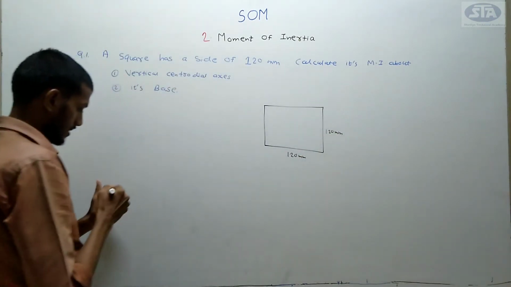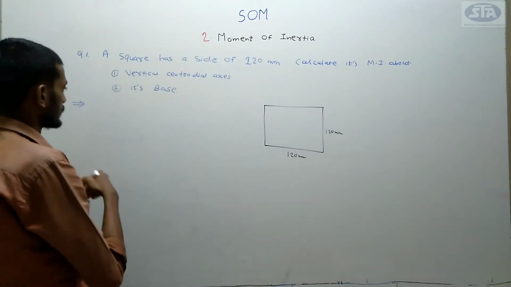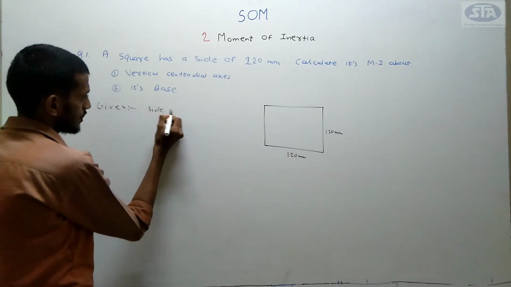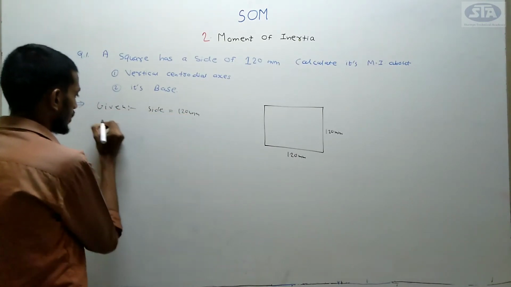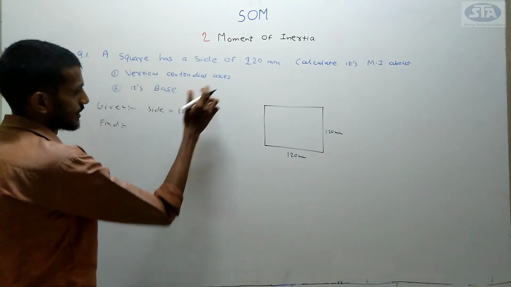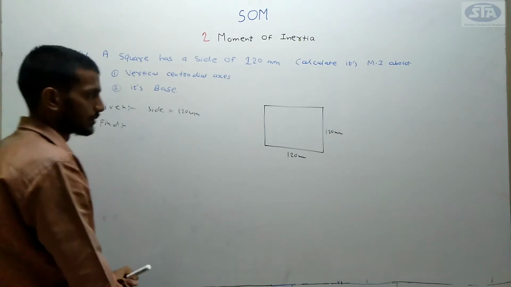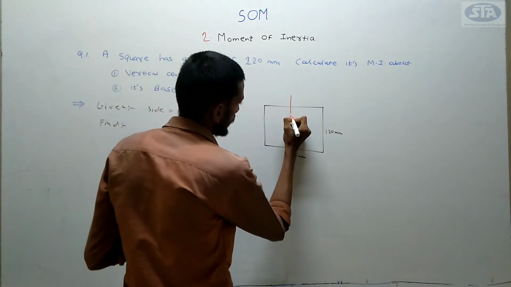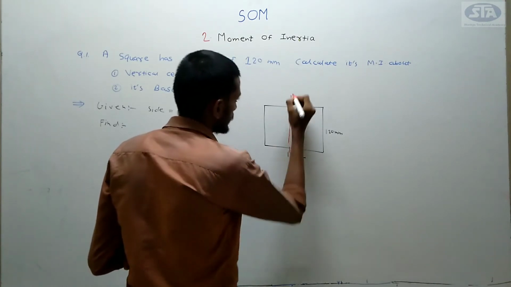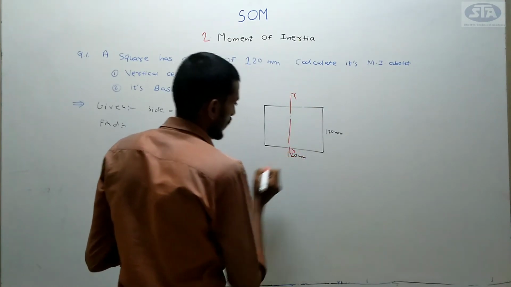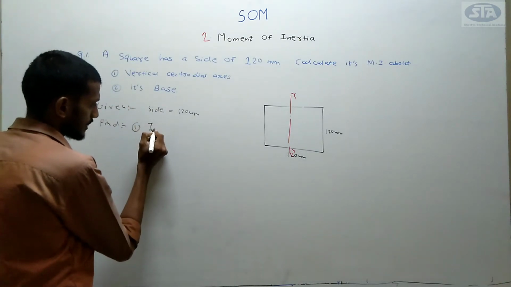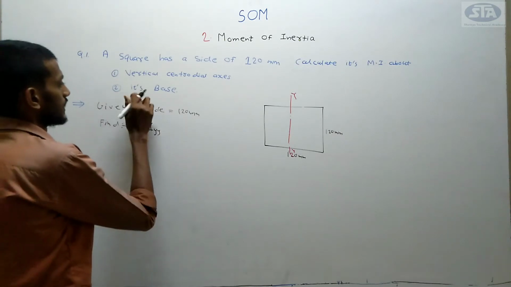Now we have to find out the MI. Given the side of the square is equal to 120 mm, we have to find the moment of inertia about the vertical centroidal axis. Vertical means the vertical axis. That is called a vertical centroidal axis, that is the y axis. We have to find first the moment of inertia about the y axis, and second about its base.